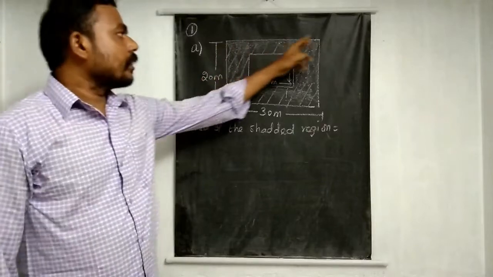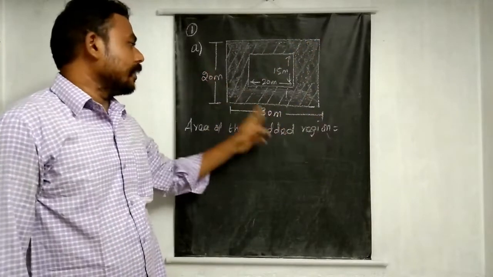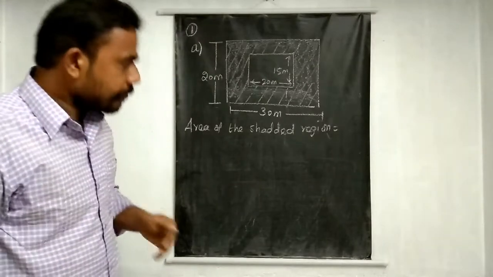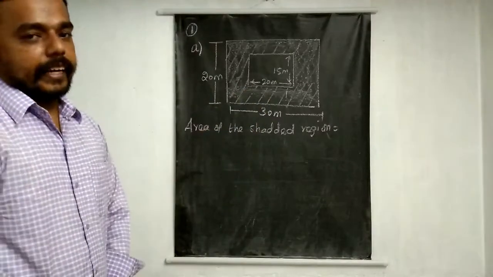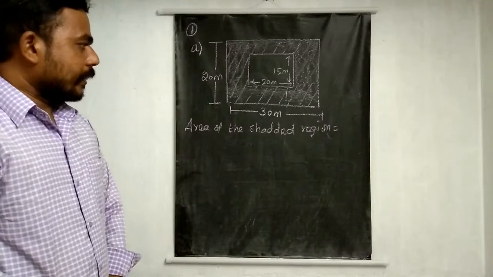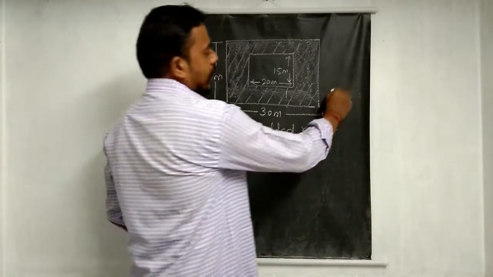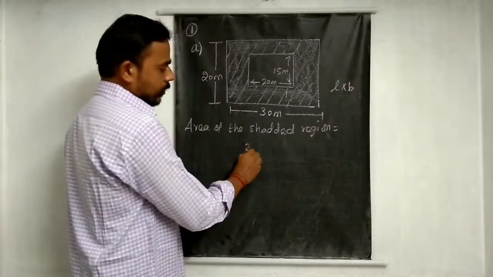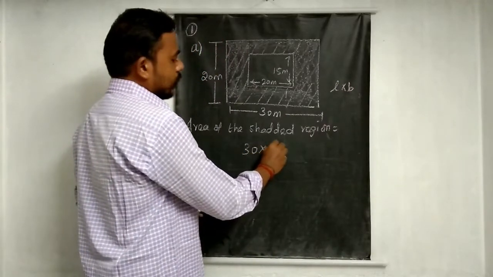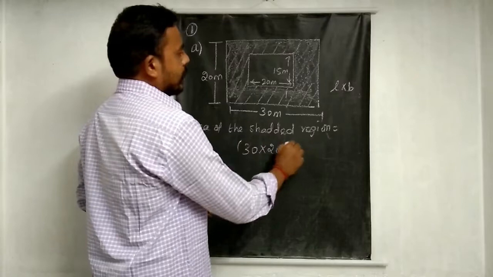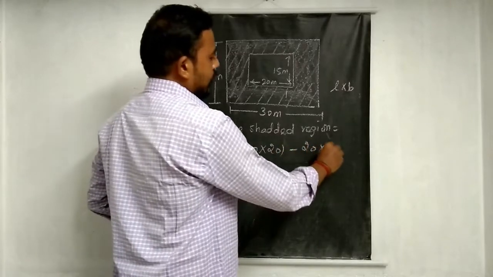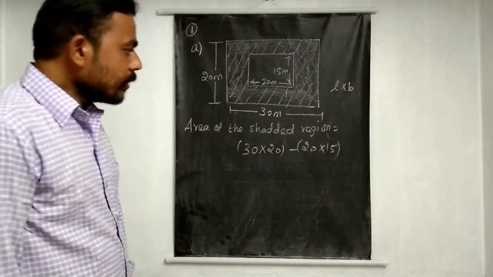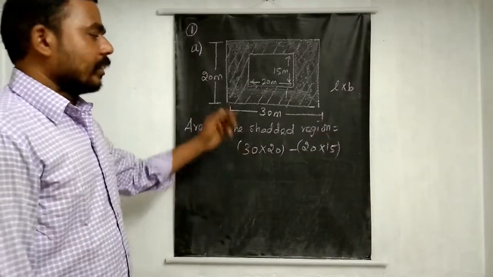the area of the bigger rectangle, 30 into 20, minus the area of the small rectangle. For a rectangle, area is L into B. So 30 into 20, then minus 20 into 50. This is the length and the breadth. That's all. This is the pseudo-order region area.